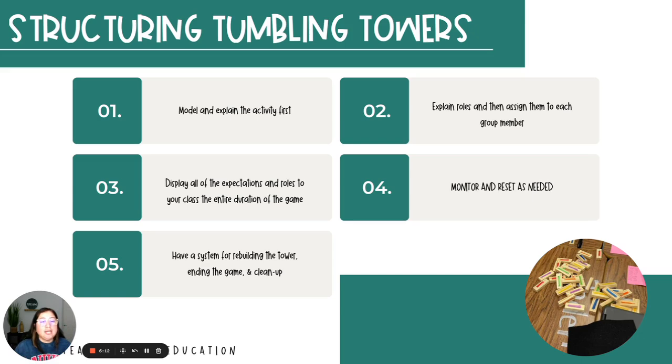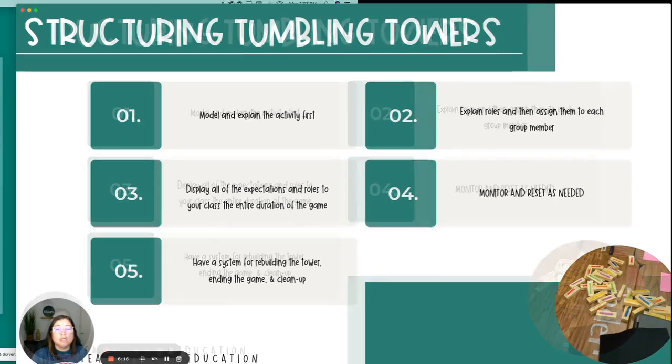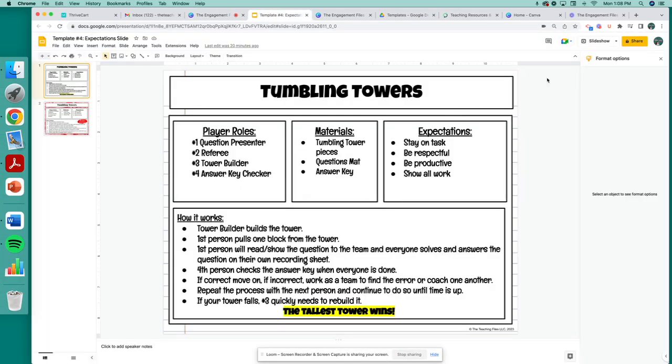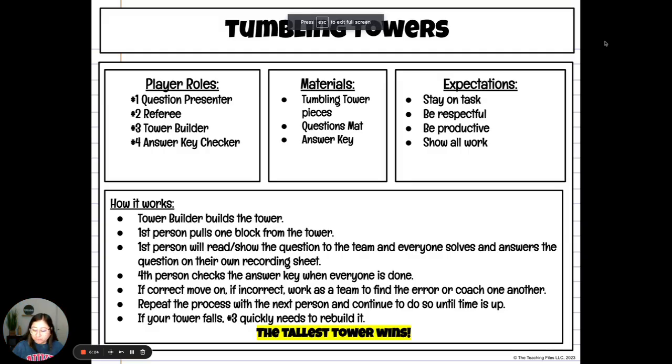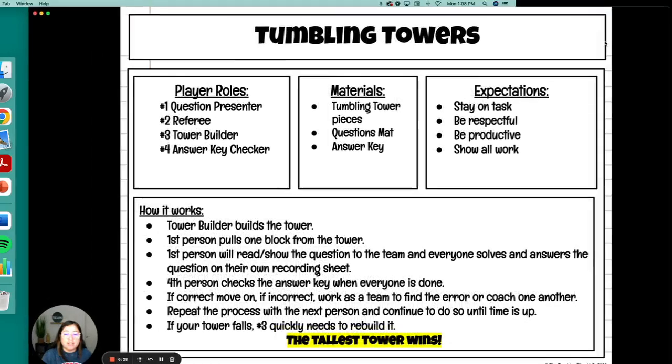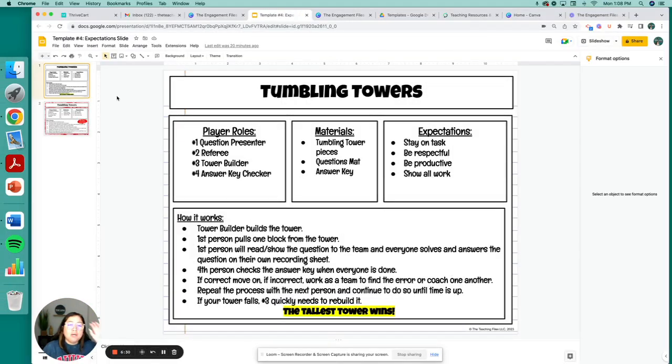So the third thing is to display all of this information to your class as the team plays. So in your templates, you have this template here. I made you two options. You can customize fonts, backgrounds, whatever you want. But what is on this slide is basically all the information that you're going to want to make sure you are showing students. So the first section is the player roles or jobs.